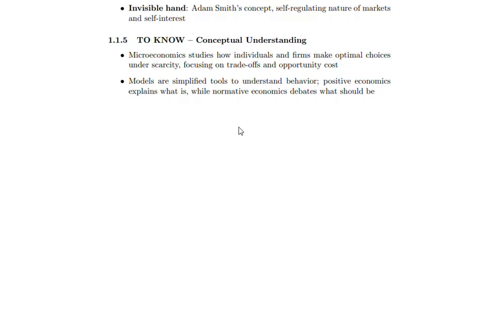Models are simplified tools to understand behavior. Positive economics explains what is, while normative economics debates what should be. Normative economics is common in policy. You need to take how people feel into account, not just stick to efficiency and forget equity. That will cause some problems if you are a policy maker.